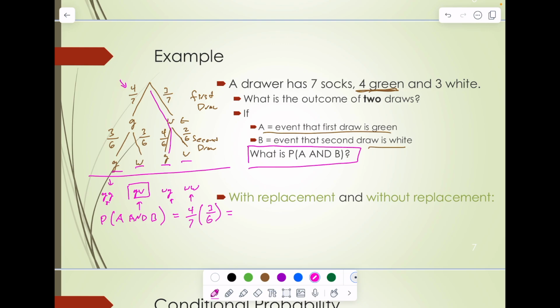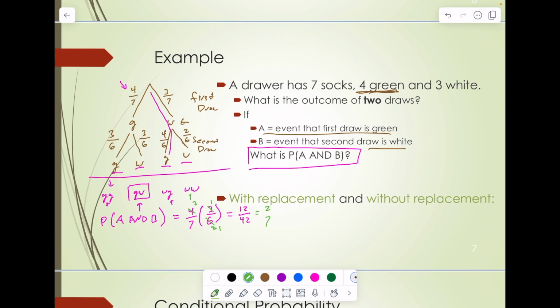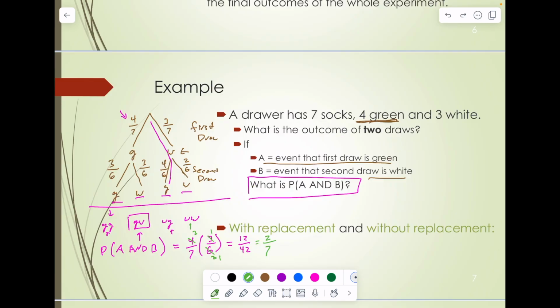And so the total answer there is going to be 12 over 42, which simplifies to, actually, let me simplify this before I multiply. That becomes a 2. That becomes a 1 if I cancel out the 3's. And I can even cancel out, here becomes a 2. So the answer here is 2/7. So that's the probability. Notice I can follow this path, multiply the probabilities, and get the total probability for that outcome.